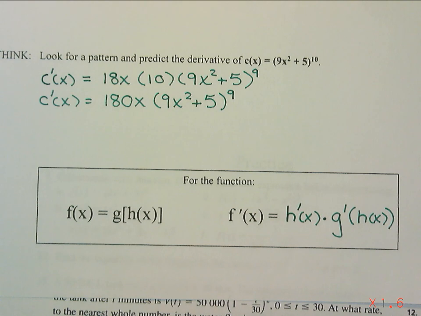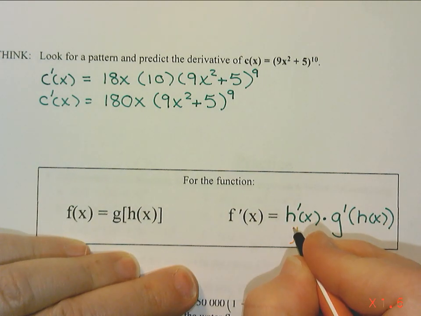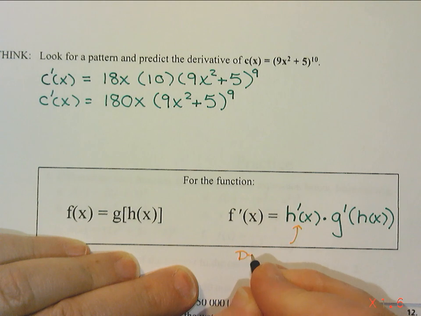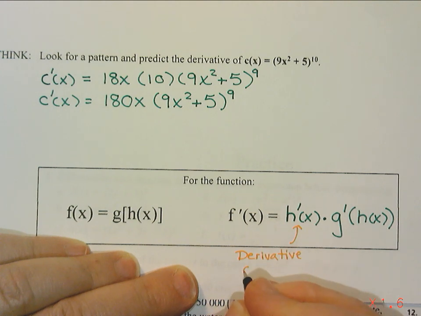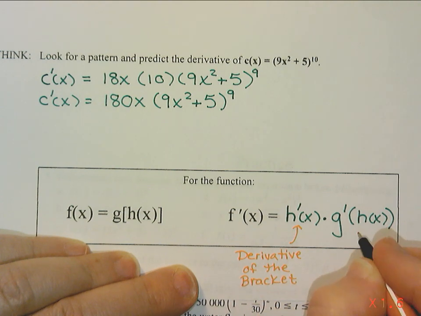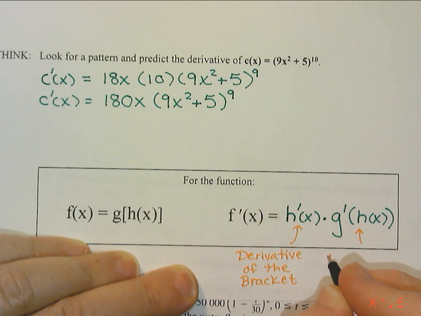So I am just going to make a little note. The notation is a little weird, that this is the derivative of the bracket, and this is the derivative of the whole function.